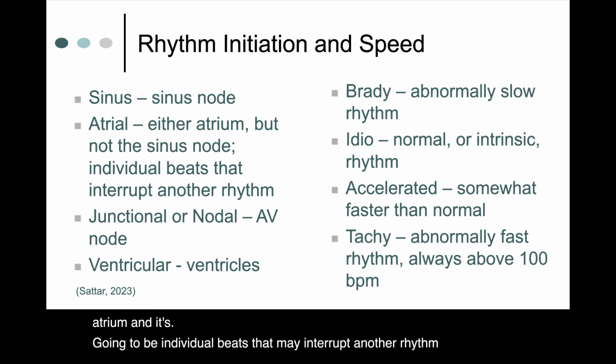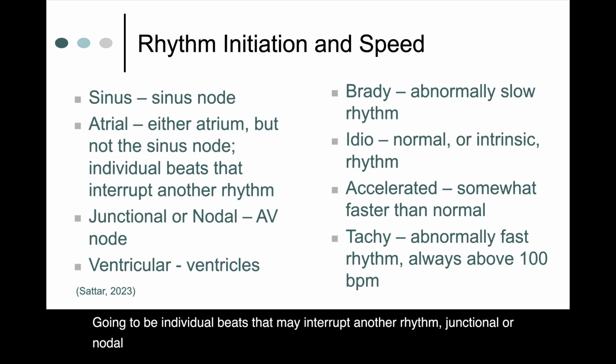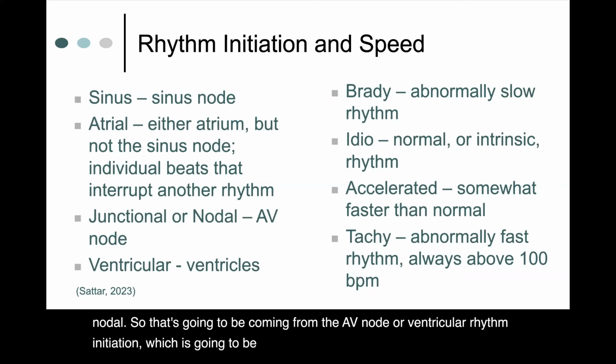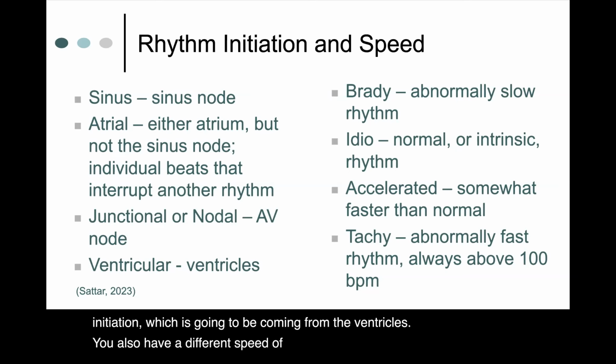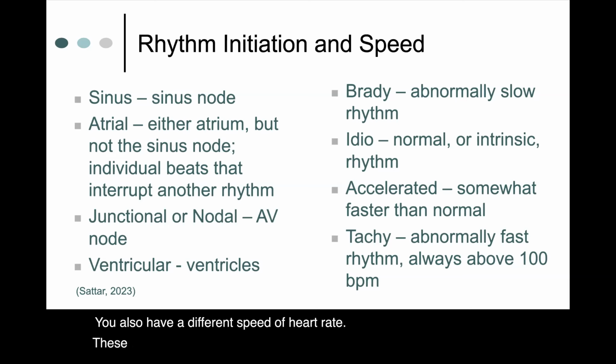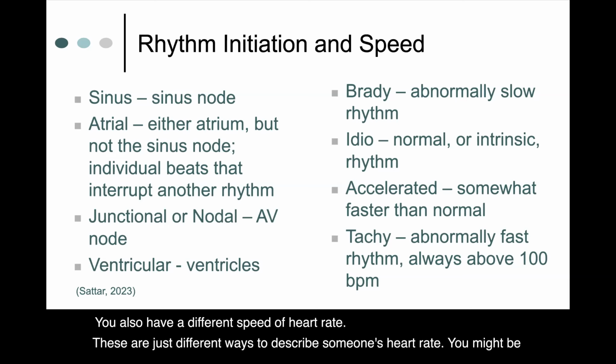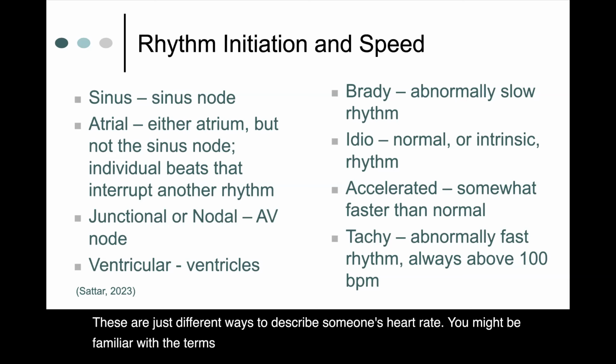Junctional or nodal, so that's going to be coming from the AV node, or ventricular rhythm initiation, which is going to be coming from the ventricles. You also have a different speed of heart rate. These are just different ways to describe someone's heart rate. You might be familiar with the terms bradycardia and tachycardia.